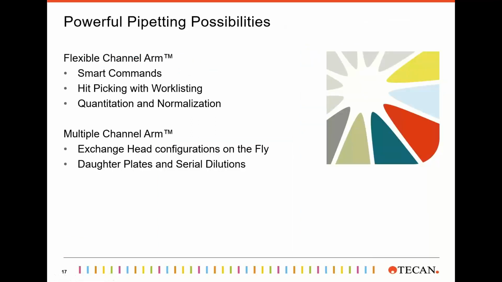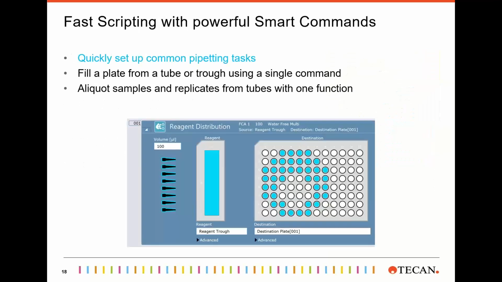So now let's go to the next arm, the flexible channel arm, or the FCA for short. And then also the third arm possibility, the multiple channel arm, or MCA for short. Let's go just through some things that you can do with these arms as well. For example, you can make scripting much faster and easier with the powerful smart commands for the FCA. So these are meant for very common pipetting tasks, such as reagent distribution or sample transfer from plate to plate, or aliquoting and making replicates.